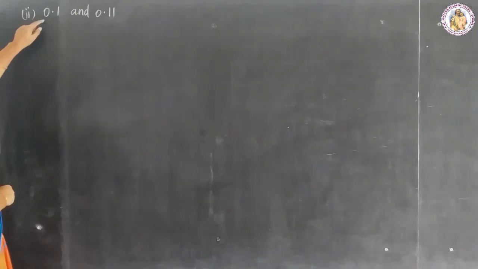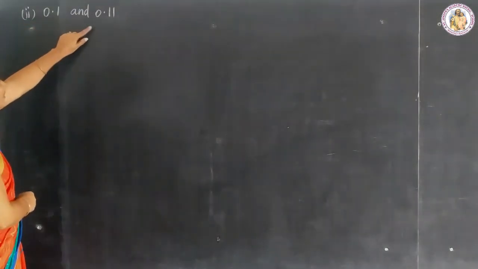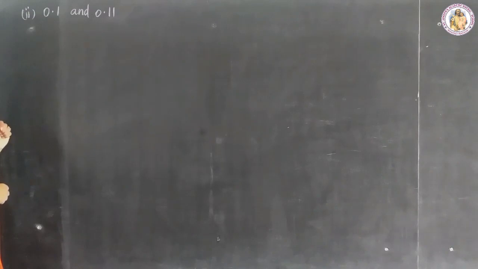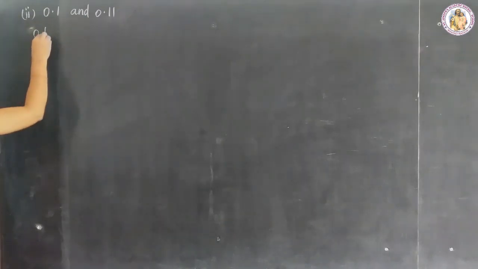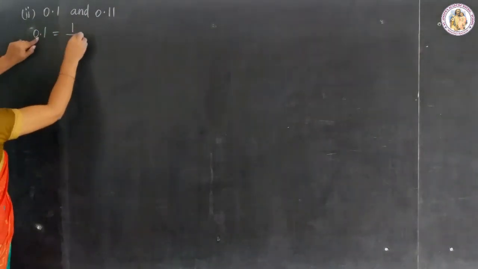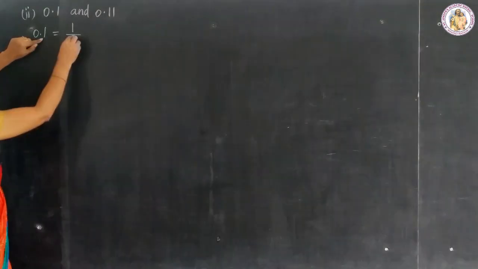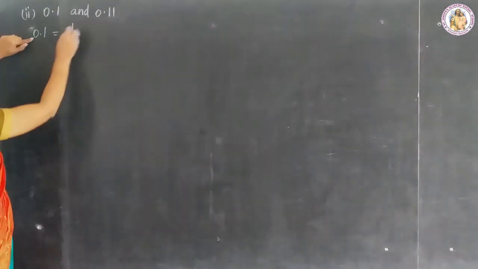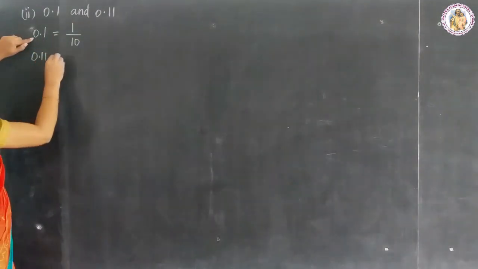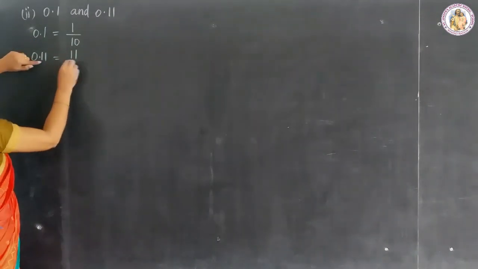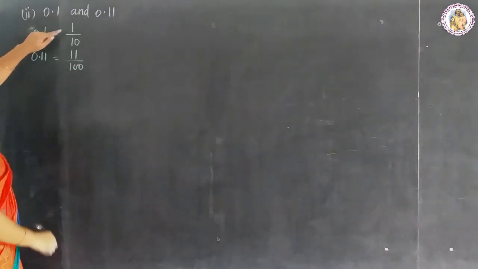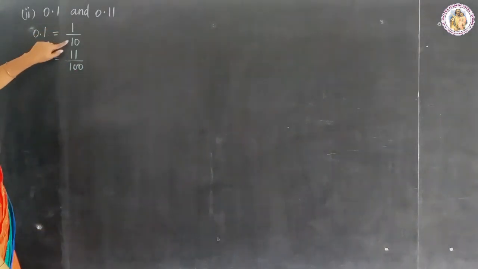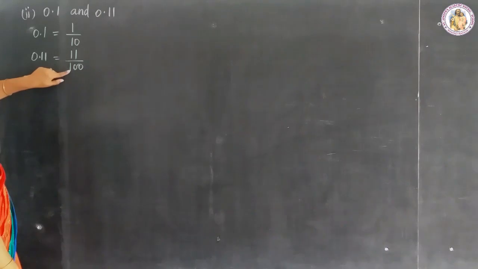Question number 2, 0.1 and 0.11. You have to find 5 rational numbers between 0.1 and 0.11. So converting this decimal into fraction, 0.1 is equal to 1. After decimal we have 1 place, so write as 1 by 10. And for 0.11, write as 11 divided by 100. So you have to find 5 rational numbers between 1 by 10 and 11 by 100.